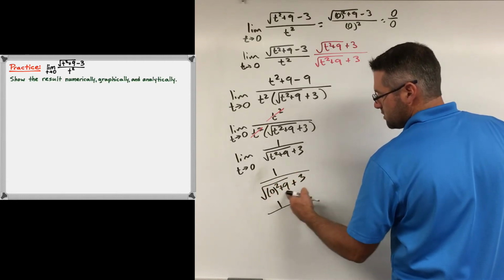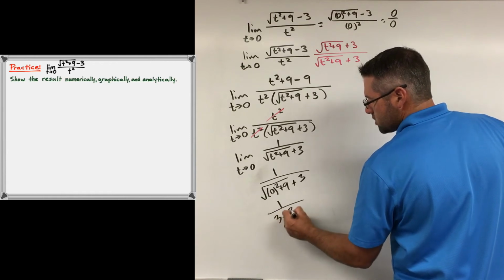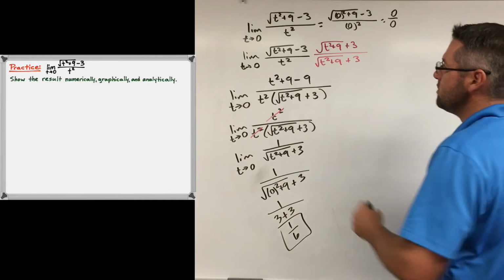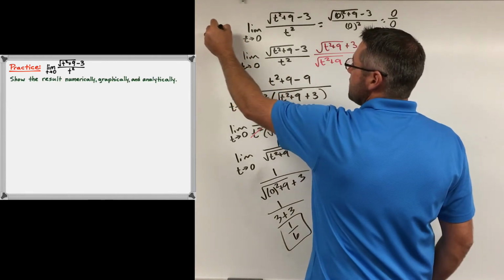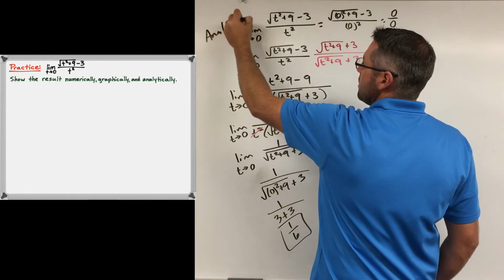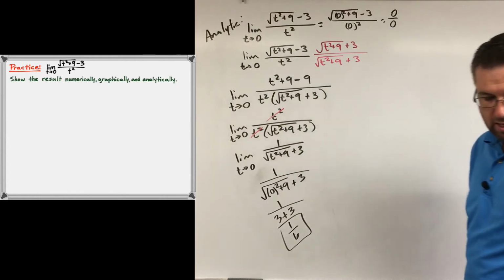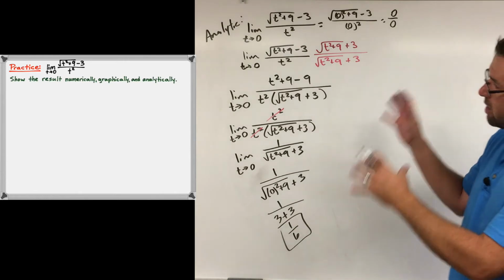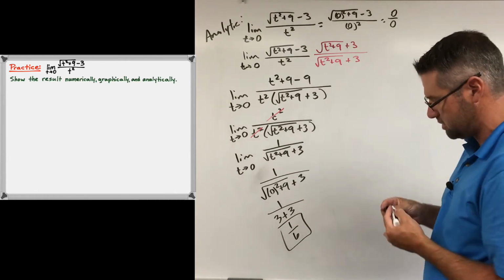That's 1 over, that's all going to be radical 9, which is 3. So 1 over 3 plus 3, or 1 over 6. So this is the analytical approach, okay? And really, that's the proof approach. That's showing why it is what it is in a numeric sense, okay, or an analytical sense.